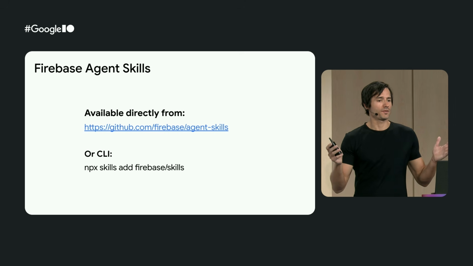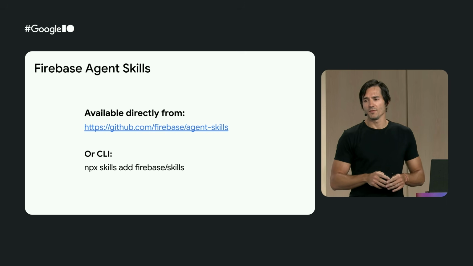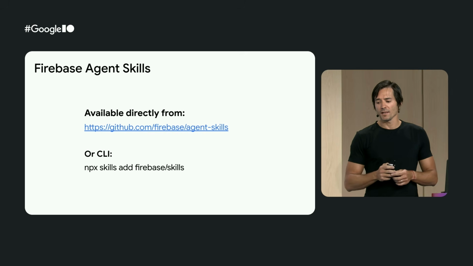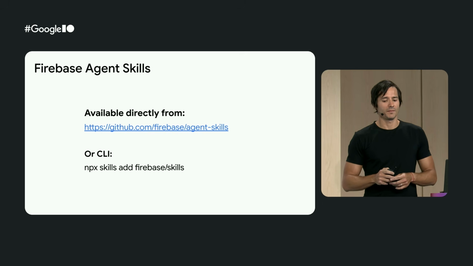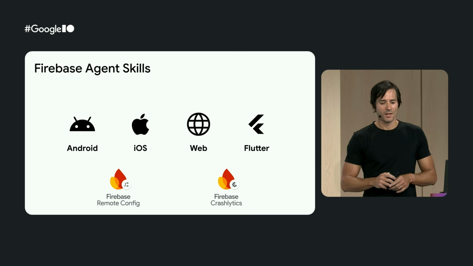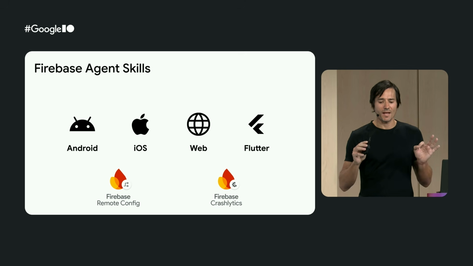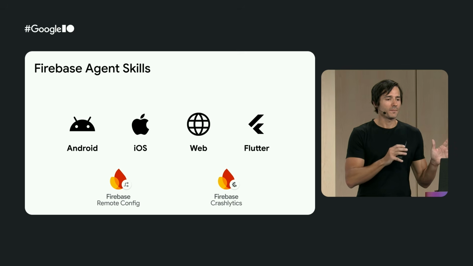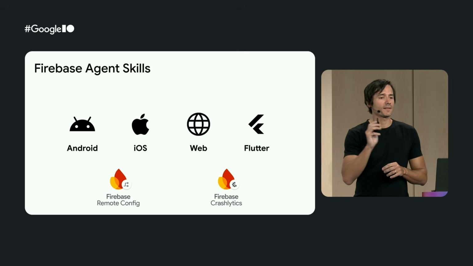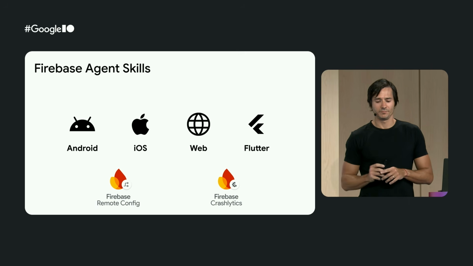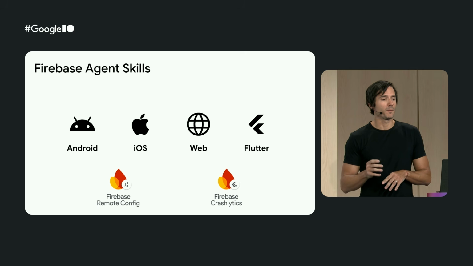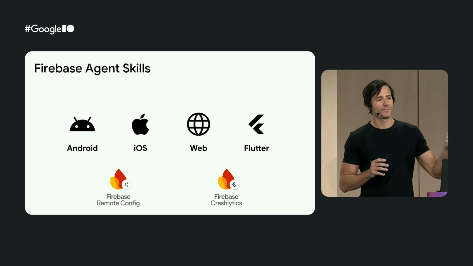And for the other options, for the other coding agents and IDEs you want to be using, you can either go to GitHub and grab our agent skills, or you can just npx and get them from the CLI. We want to make sure that your agents have all the skills necessary to build apps with Firebase, wherever and however you build, with fewer tokens and in less time. Today, I'm excited to announce that Firebase agent skills are now available for Android, iOS, web, and Flutter. Woo!